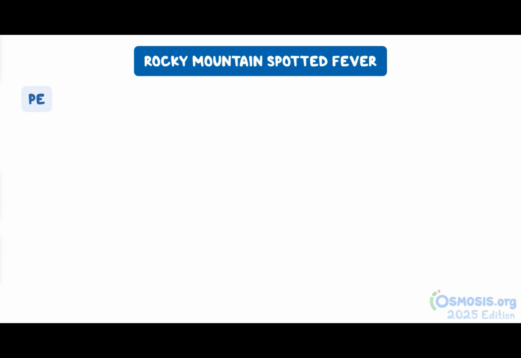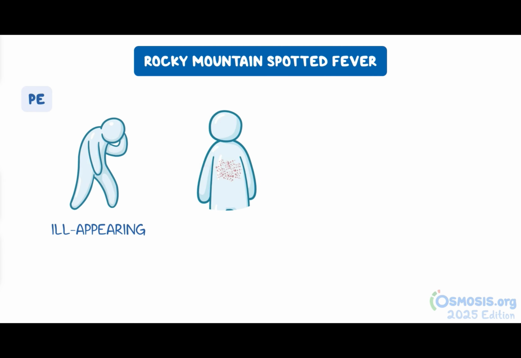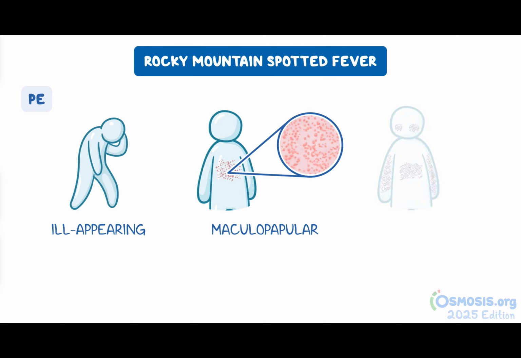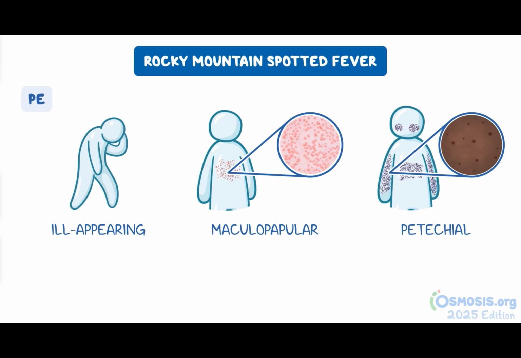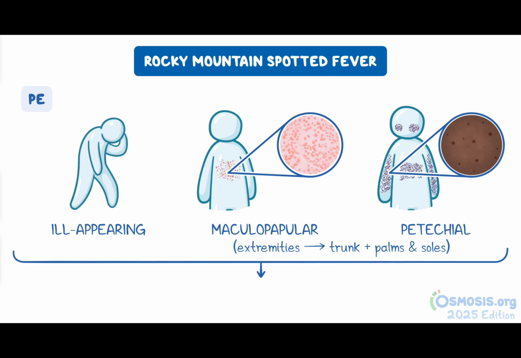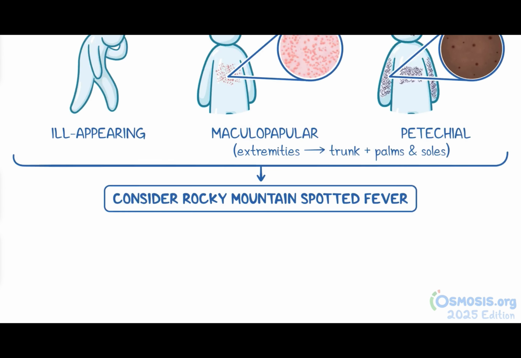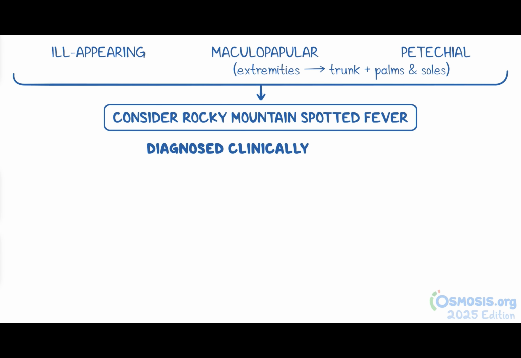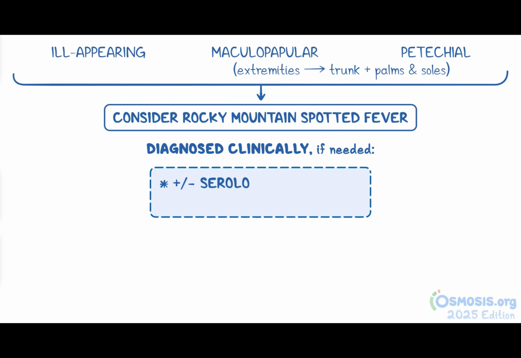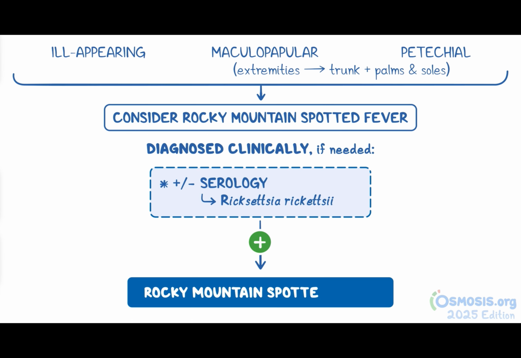When it comes to the physical exam, the patient will be ill-appearing with a generalized rash that's maculopapular at first and later becomes petechial. The rash begins on the extremities, spreads to the trunk, and involves the palms and soles. With these findings, consider Rocky Mountain spotted fever. Initially, the diagnosis is made clinically. If needed, you can order serology for Rickettsia rickettsii, which, if positive, confirms the diagnosis of Rocky Mountain spotted fever.